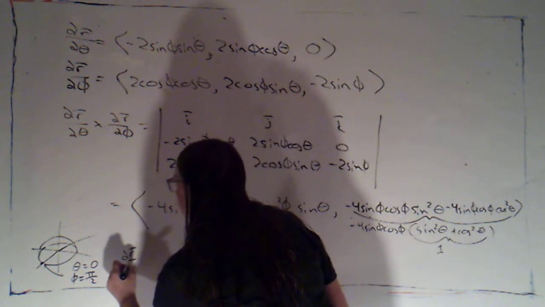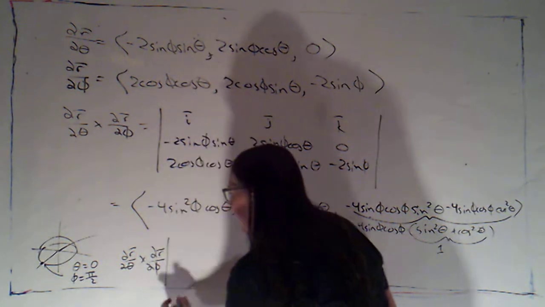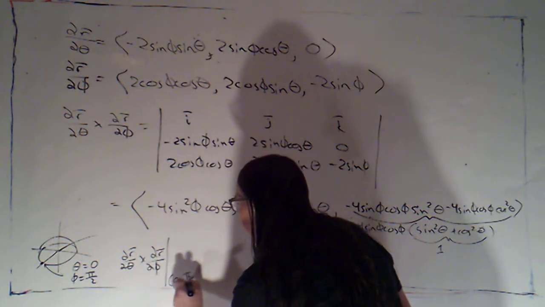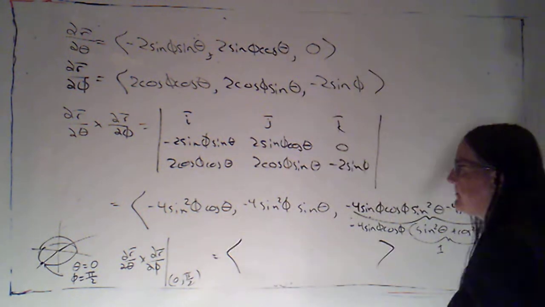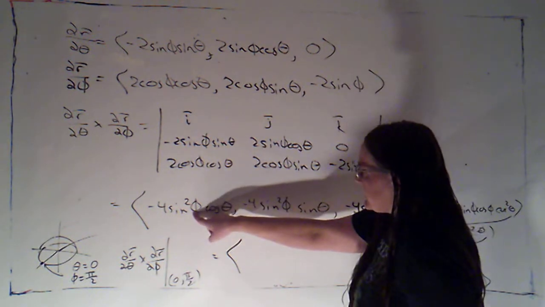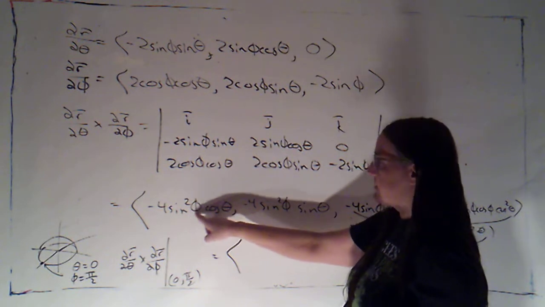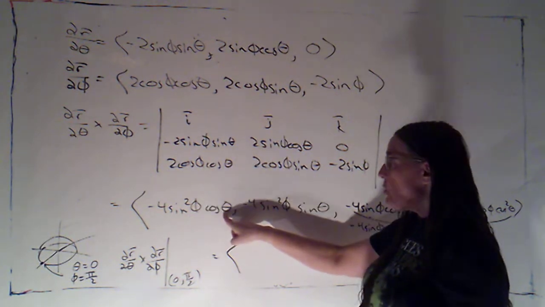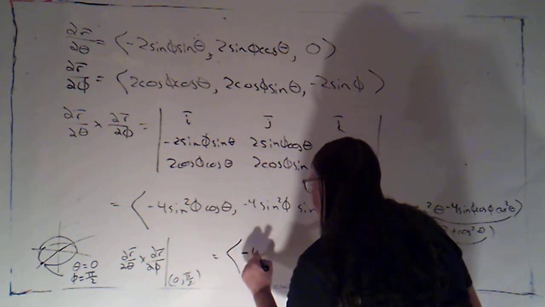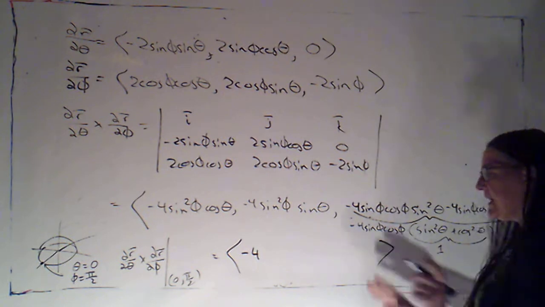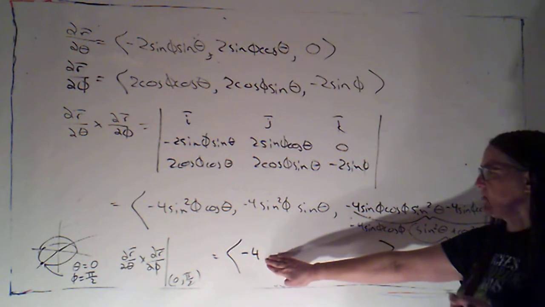So del r del theta crossed with del r del phi evaluated at the point 0, pi over 2 is going to give me, let's see, sine of pi over 2 is 1. Okay, so sine squared is still going to be 1. Cosine of 0 is 1. So both of these factors are 1, so I'm just getting a negative 4. Now, that's really all I need to see. That's pointing back towards the center of the sphere.